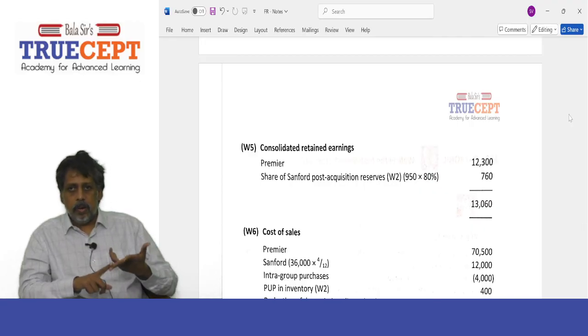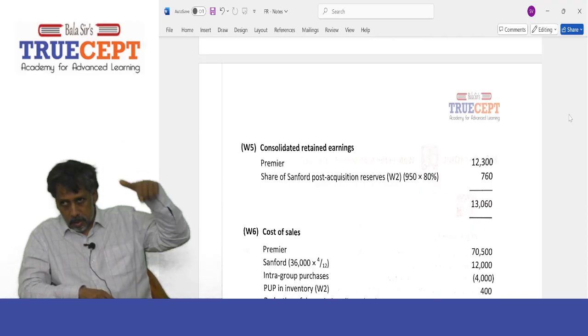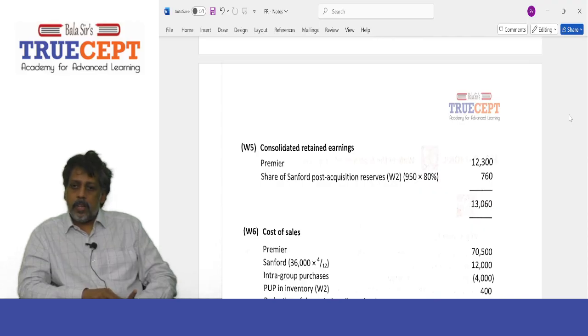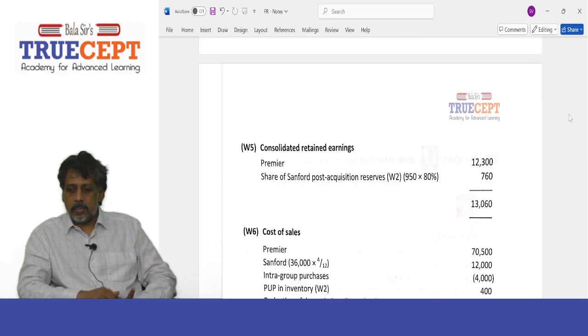12,300 given. Very good. To this, what do you do? Add the Sanford post-acquisition, which is $950,000 into 80%, 760. That's it. Total 13,060. That is all. We're all set for the balance sheet now.